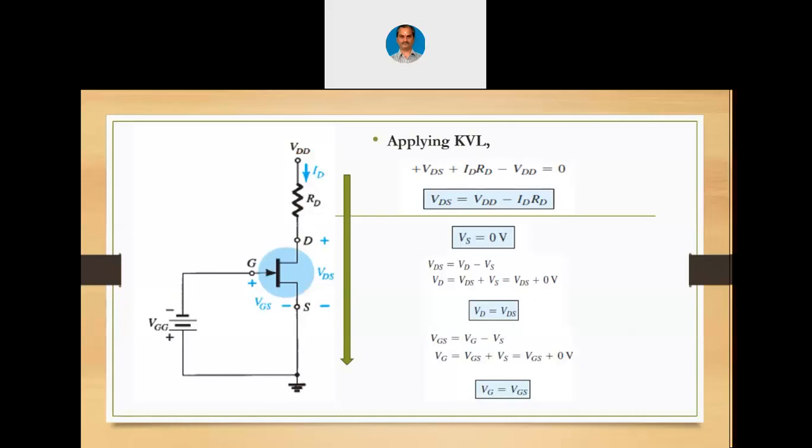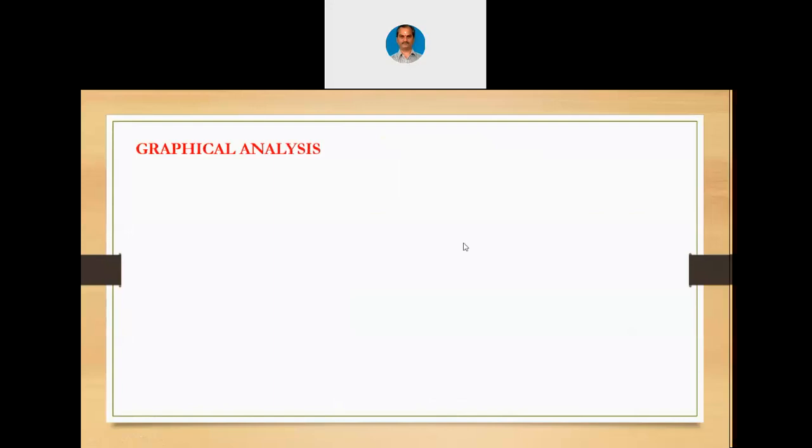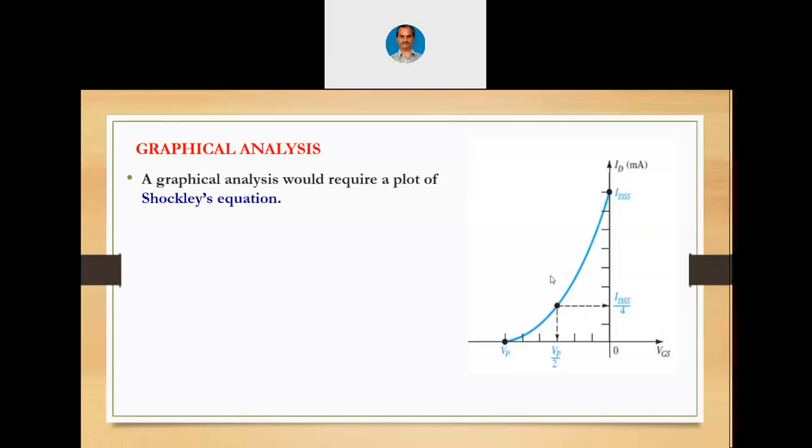We actually did not use the Shockley's equation at all, because we could easily apply KVL at the input, we could easily apply KVL at the output. Now, for proceeding with the graphical analysis, we already know these points. We can get 4 points of the transfer curve, then we can join them. So, a graphical analysis would require a plot of the Shockley's equation.